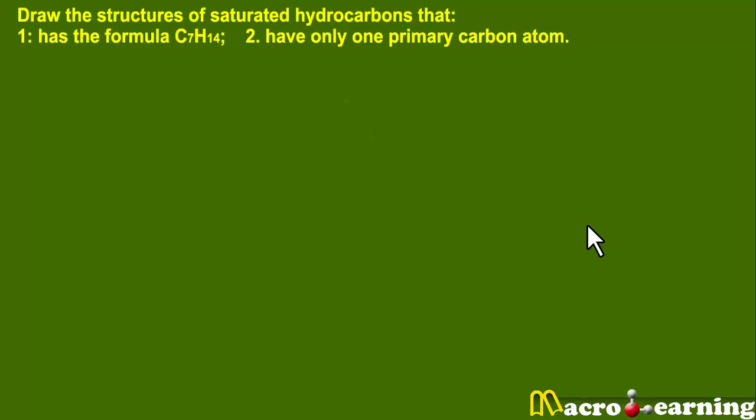Hi and welcome back. So here's another question about alkanes, including cycloalkanes. Draw the structures of saturated hydrocarbons which meet the following two criteria. Number one, it must have the formula C7H14. And number two, it has only one primary carbon atom. So C7H14, that means it's a CnH2n.